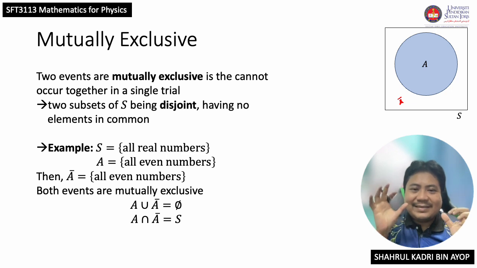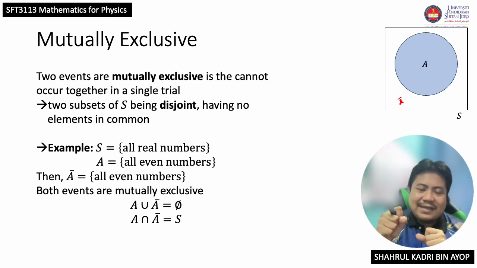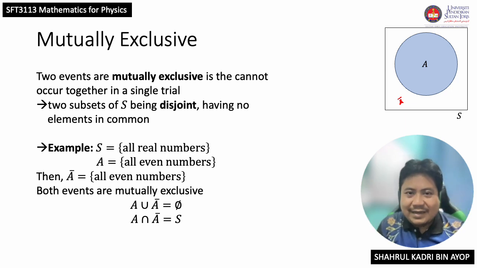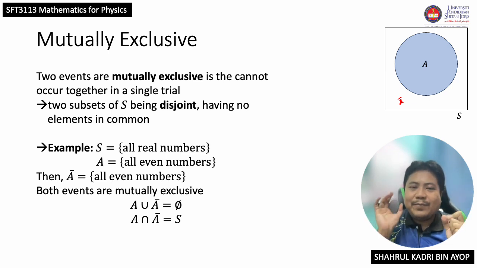So when we pick something from the numbers, it is either event A, an even number (2, 4, 6), or it should be an odd number, right? So that means whenever you pick a number, it can be either an even number, which is A, or not an even number, which is A bar, right?